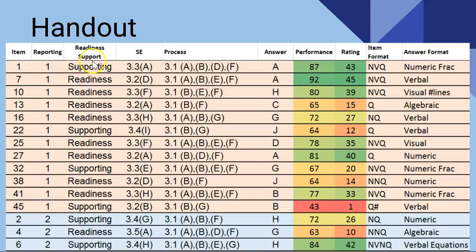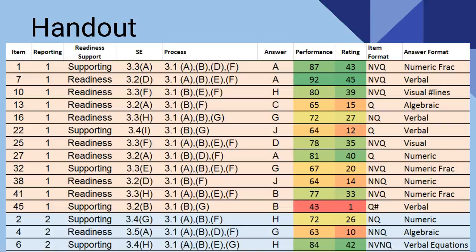Then the third column tells you whether it's a readiness or a supporting standard. The next column tells you what content student expectation was addressed. The following column covers all the process standards. Then you'll see the answer for that particular item. And then you'll see the performance, our mastery on this particular item for our district.